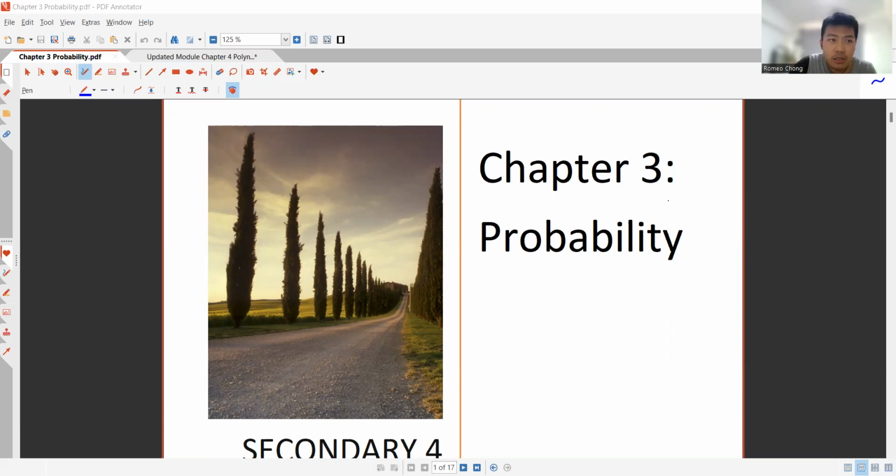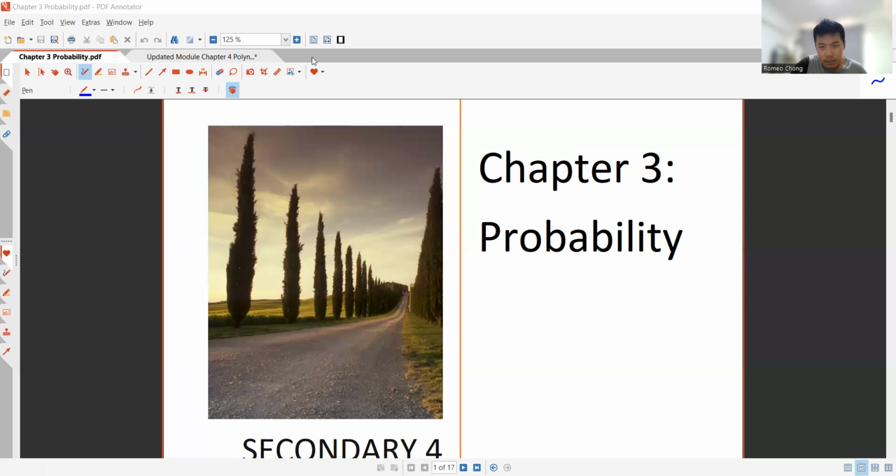The first one, we are going to learn about the tree diagram or even the possibility diagram, because that one is very important for you to learn and solve the questions. Then for number two, you will learn about the additions of probability, and the last one, which is 3.3, is about the multiplications of probability.